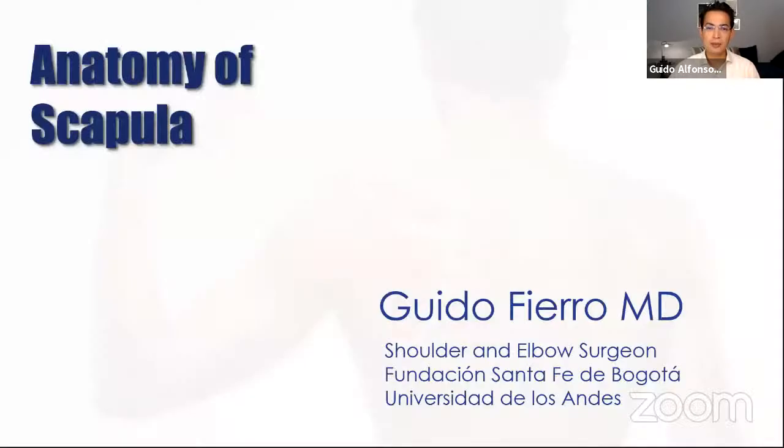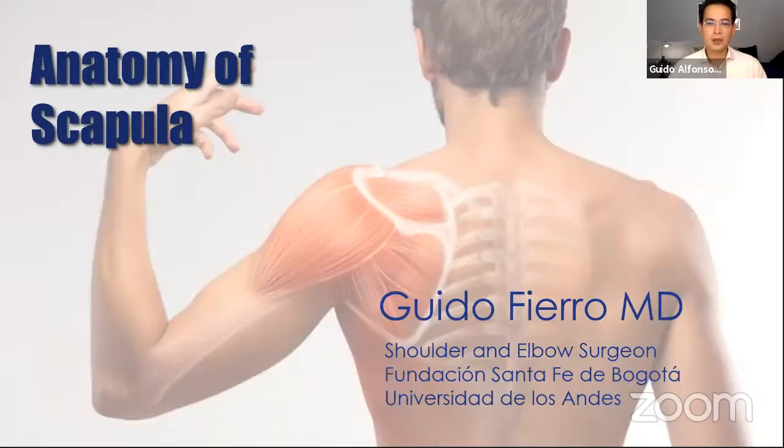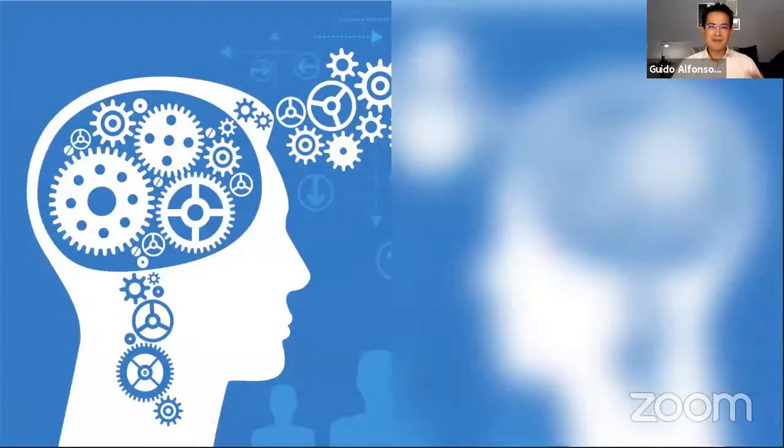I would like to talk about the anatomy of the scapula first, and then Dr. Kibler will give us a talk about the scapular biomechanics and examination. And after that, with Dr. Sciascia, we are going to discuss some cases, okay? I'm Guido Fierro. I'm a shoulder and elbow surgeon. I work at Fundación Santa Fe de Bogotá here in Bogotá, Colombia, and at Universidad de los Andes.